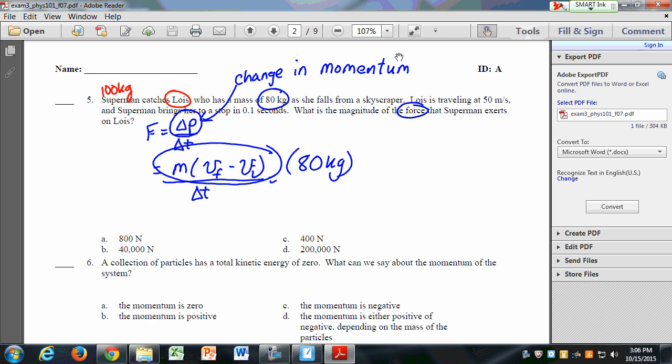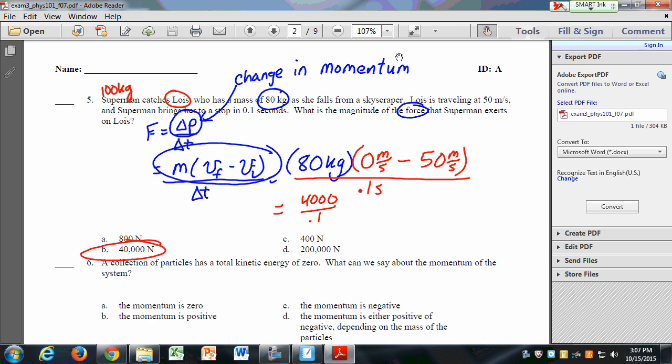Okay, so I have my final velocity here as 0 meters per second, minus my initial velocity, which is 50 meters per second, and then divide that by my time, which is 0.1 seconds. See, 80 times 50 is 4,000, divided by 0.1, so 40,000 newtons is the answer.